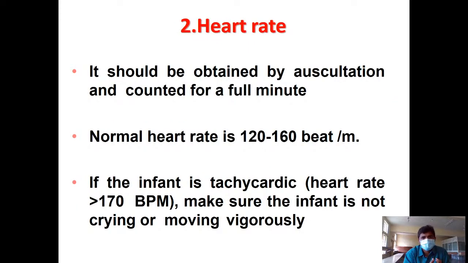Then heart rate. It should be obtained by auscultation and counted for a full minute. The normal heart rate is 120 to 160. If the infant's heart rate is more than 170 to 180, you will label it as tachycardia. Before labeling it as tachycardia, make sure that the infant is not crying or moving vigorously. If the infant is crying or moving vigorously, naturally the babies tend to have a higher heart rate. So you should not think in those pathological terms.